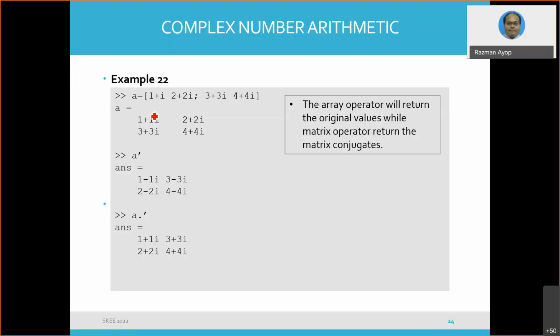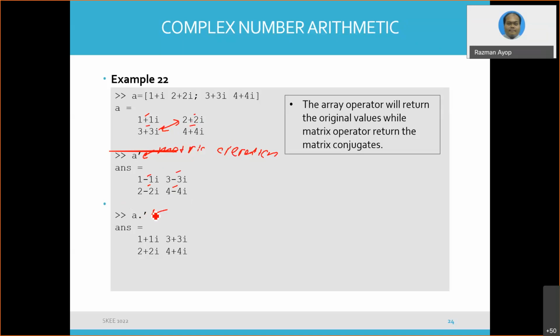Okay, if you can see here, this one is called matrix operation. So you can see that all positive values here will become negative, and then you flip this. Remember, for a matrix, when you want to do transpose, you have to flip this. This is the matrix operation.